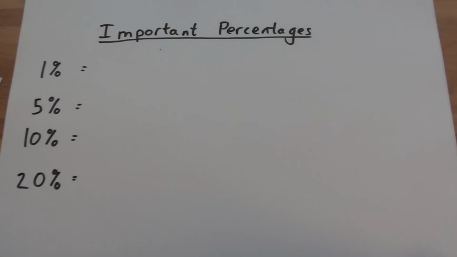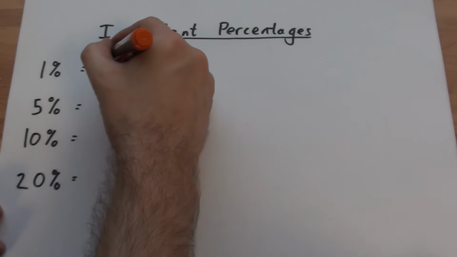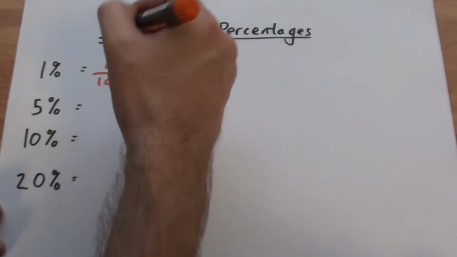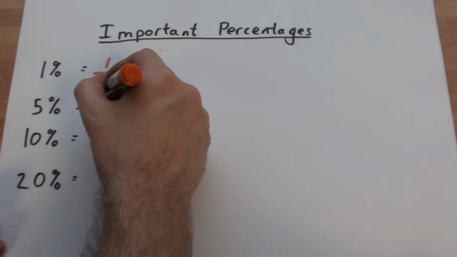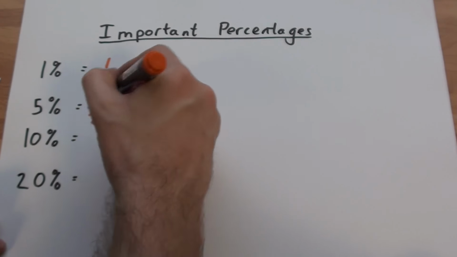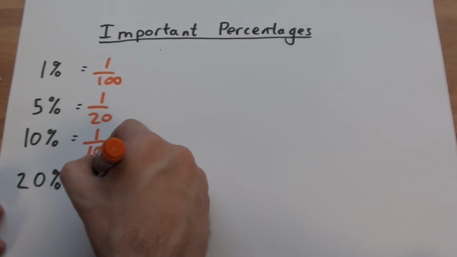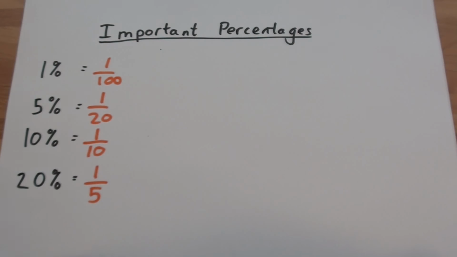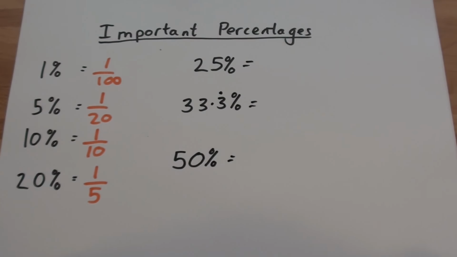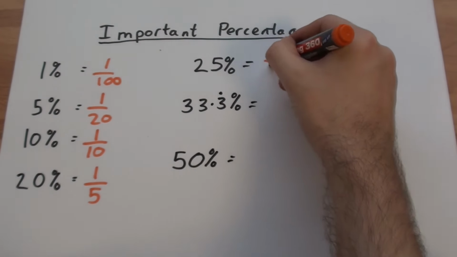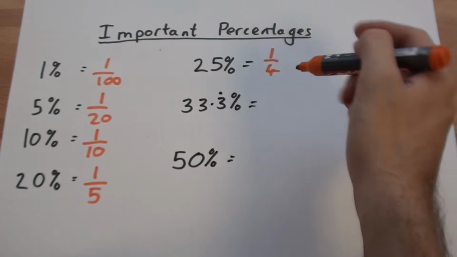Some important percentages to fractions that you need to remember. So these are the equivalent fractions in the simplest form. 1%, we're looking at 1 out of 100. 5% would be 1/20th. 10% is 1/10th. 20% is a fifth. 25%, as you were shown earlier, is 1/4 of the whole.